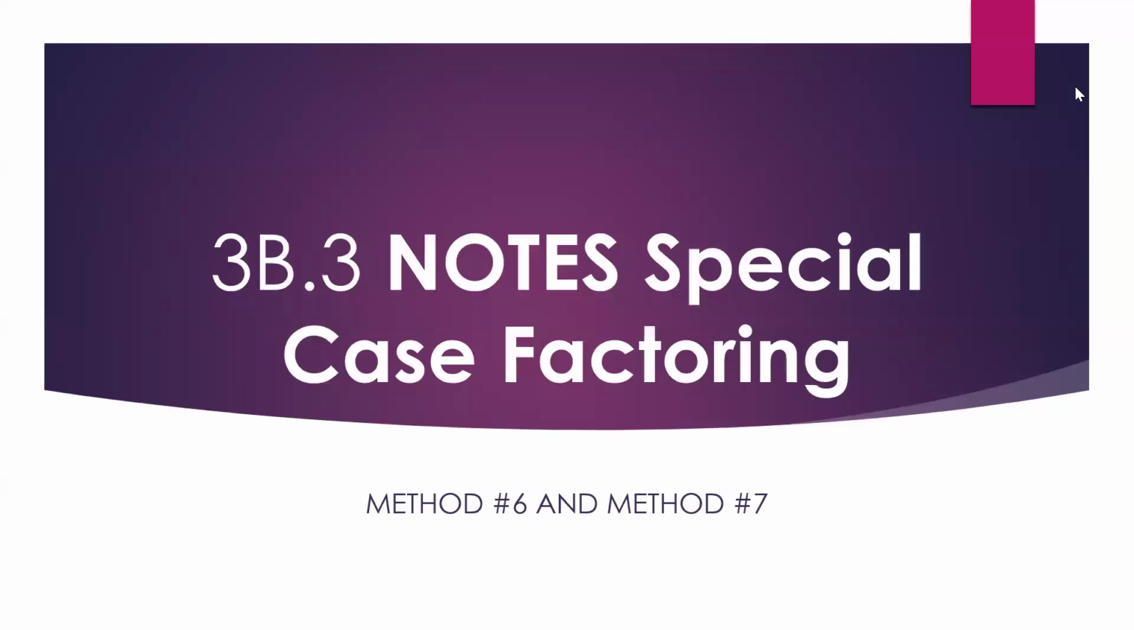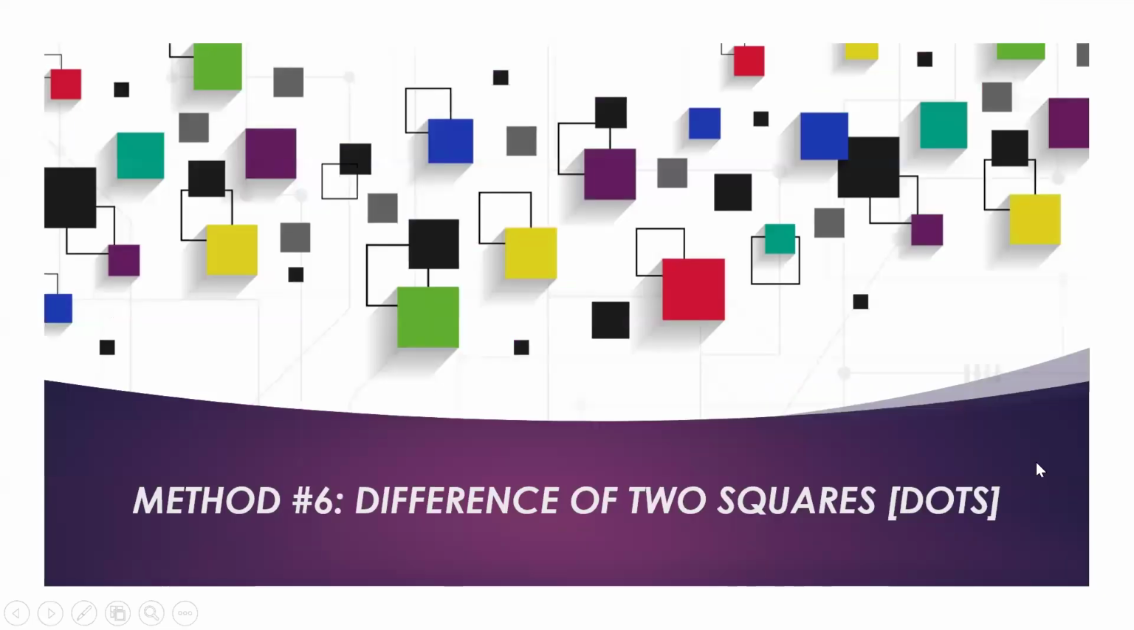All right, so 3B.3, special case factoring. Special case factoring is basically someone sat around and realized, oh my gosh, there's patterns to this. When certain things happen over and over, that's a pattern. Now we make it a rule, something we can always do once it's recognized. If a pattern doesn't feel comfortable to you, you can always fall back on what we've already learned.